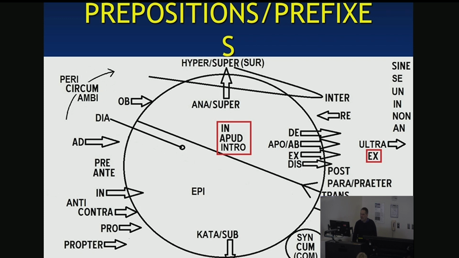In, apud, and intro. And I don't think I'm going to do apud because that's nothing but a preposition. It's not a prefix. Okay, so there are a couple exceptions to the prepositions becoming prefixes, but I wanted to throw it in here just to give you an idea of the diversity of ideas having to do with being inside of the circle. But in and intro we are going to look at right now.